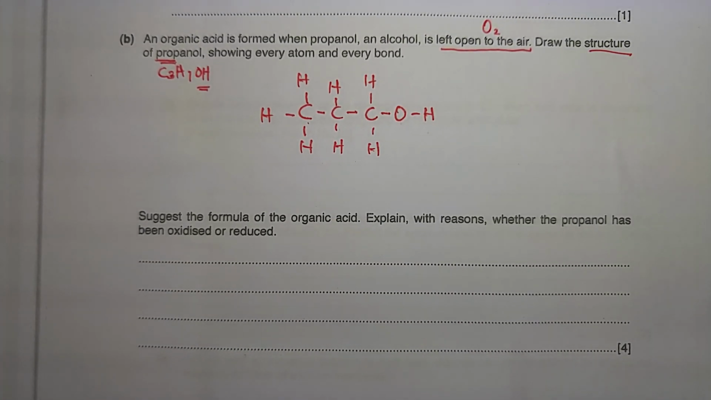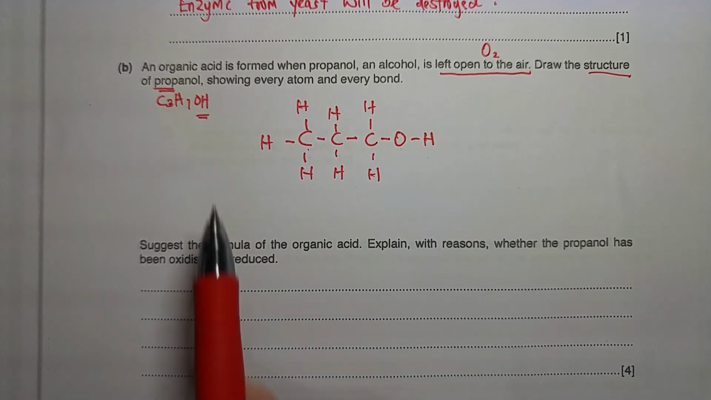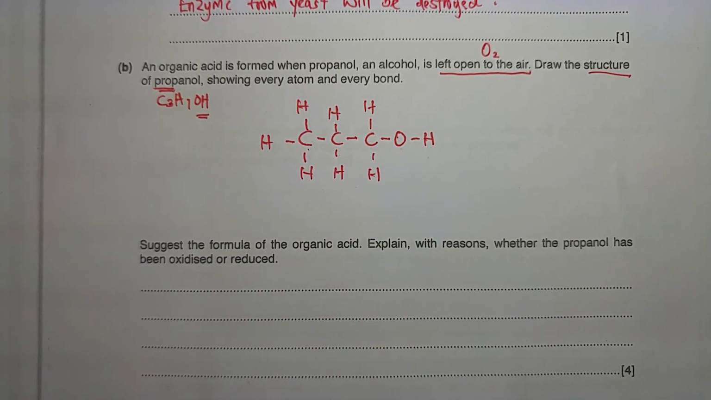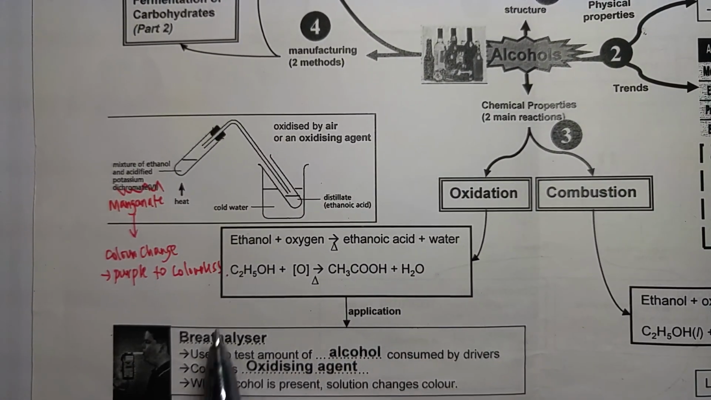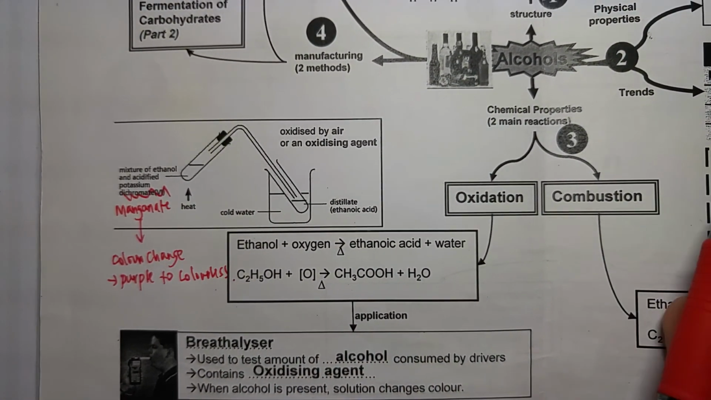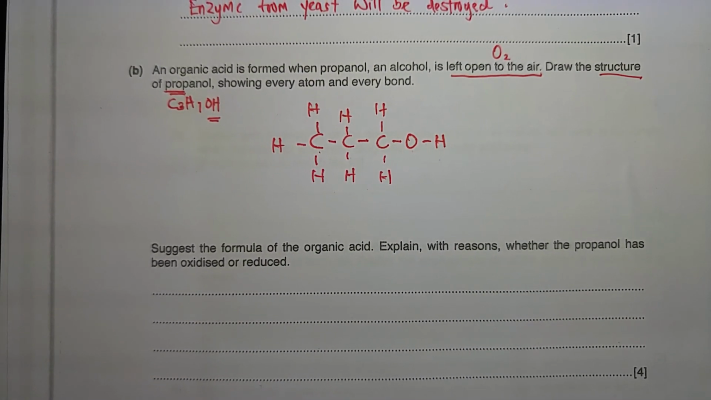Now suggest the formula of the organic acid. Explain with reason. So the formula of the organic acid would be, this is propanol, right? When you oxidize propanol, you get propanoic acid. Just like in the mind map, you oxidize ethanol, you get ethanoic acid. So you oxidize propanol, you should get propanoic acid.